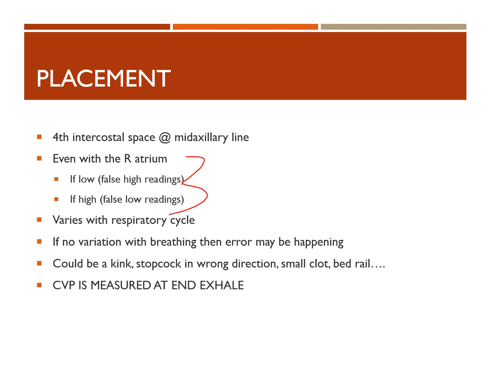It can vary with the respiratory cycle. Remember, that was not common with the arterial line. So it is more common with the central line. If there's no variation with breathing, then there might be something wrong with the line. It could be like a kink. The stopcock could be turned in the wrong direction. A clot could be in there. One of the culprits that I usually see, so this is anecdotal, was the bed rail. Like the line is caught in the bed rail for some reason or another.